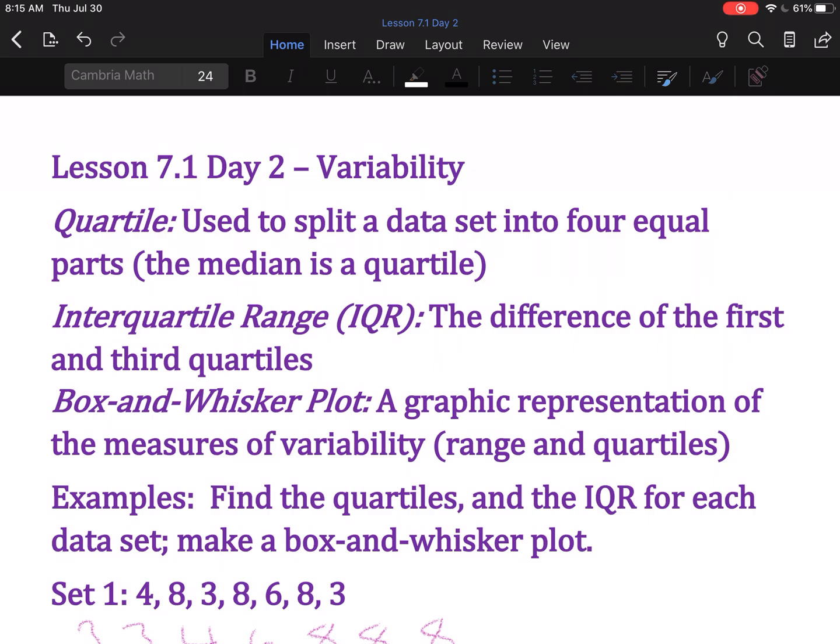The median, which we did yesterday, is one of the quartiles. Okay, the median is a quartile. It's the second quartile. There are 3 quartiles. And if you think about that for a second, if you have something and you're going to cut it into 4 parts, you don't make 4 cuts, you make 3 cuts.